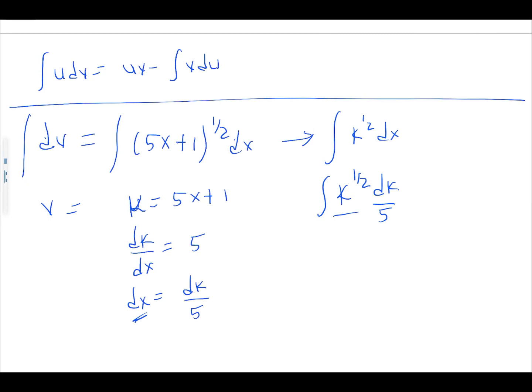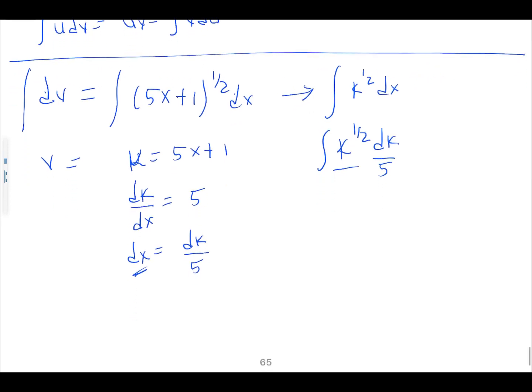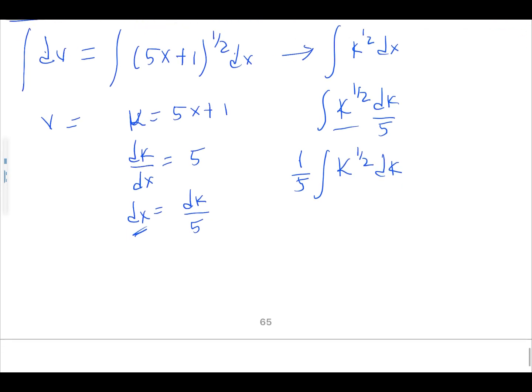But if you have not watched the previous videos, please go back and start from there. So having this, now we bring our constant out, which is 1 over 5, times the integral of k power 1 over 2 dk. So now we are good to integrate it. Integrating this, we get k power (1 over 2 plus 1) over (1 over 2 plus 1), which is equal to k power 3 over 2, over 3 over 2.